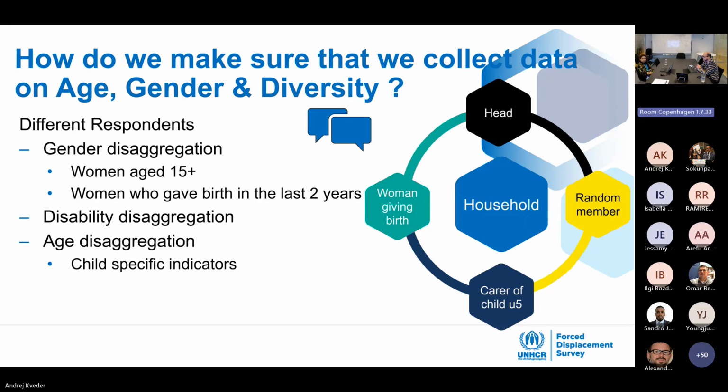The survey itself was also designed in the spirit of leaving no one behind, the UN motto, and it's particularly geared towards AGD, so age, gender, and diversity capturing. We gather information about the household, but also about particular respondents within the household. Gender mainstreaming is an important component, but also child centricity of certain measurements.